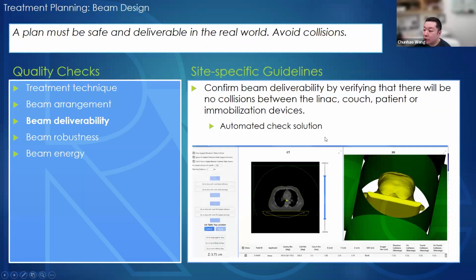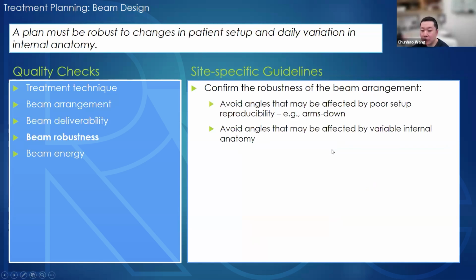All right. So now for beam deliverability: when we have a very complex beam design, we have to confirm the beam deliverability by verifying that there will be no collision between the machine, couch, patient, or immobilization devices. While we can check it by manual measurement from the CT, we currently have many software solutions to automate this process. This is the script-based clearance check software in our Eclipse system. We can automatically check the beam collision with a color scheme. The green color means the beam will clear, safe to proceed.